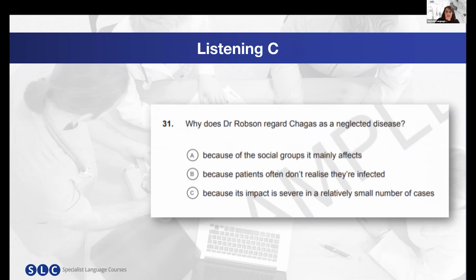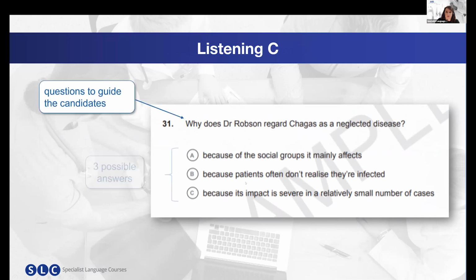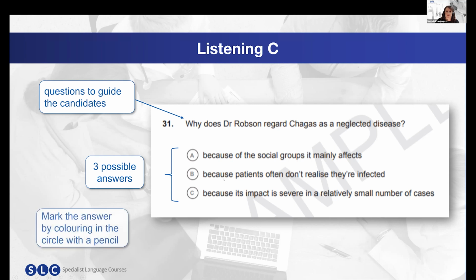So this is an example of a question. So use the questions to guide yourself through the presentation or the interview. So when you, in your 90 seconds, you should look through all of the questions to get an overall idea of the structure of the interview. You will then see 3 possible answers.